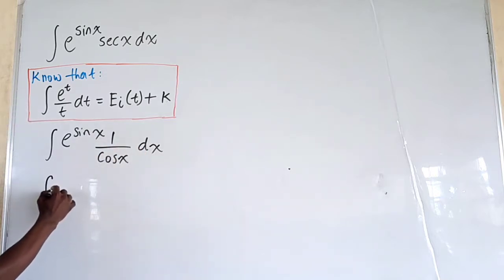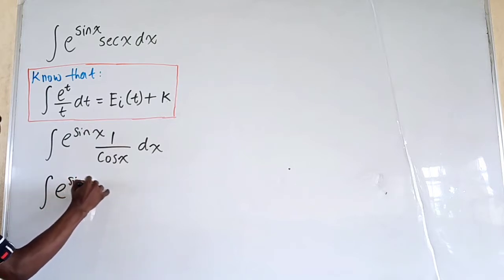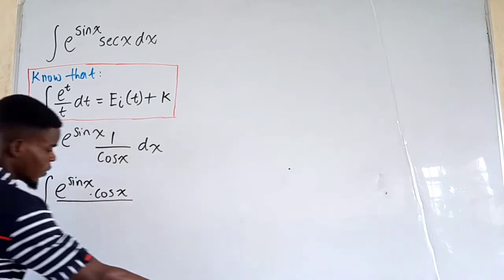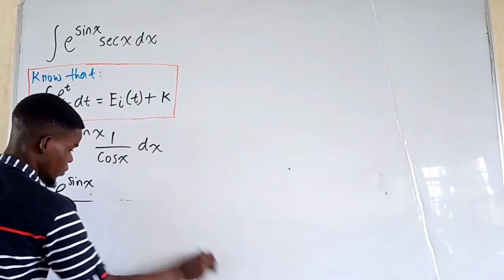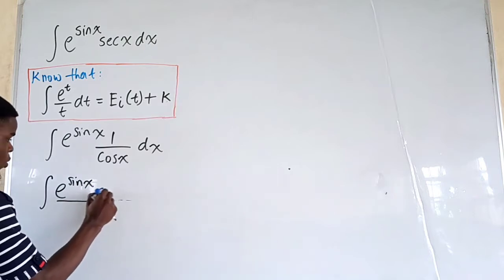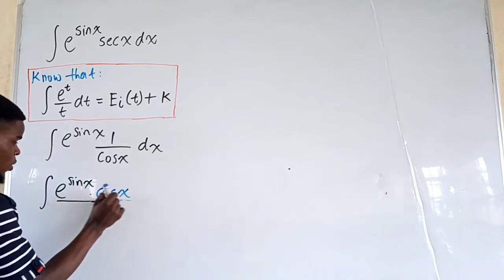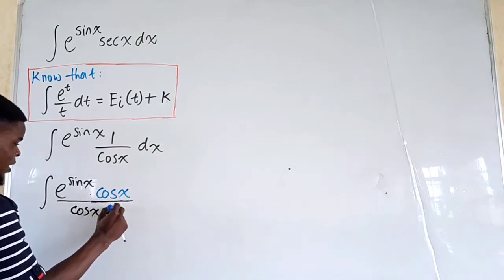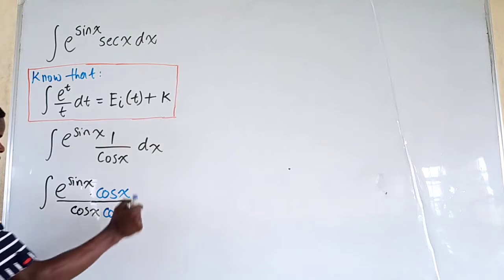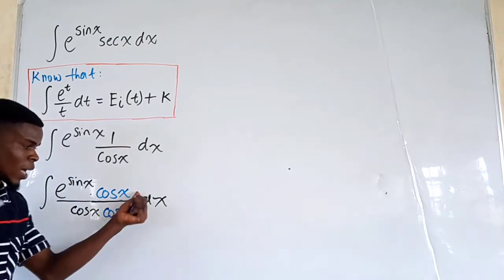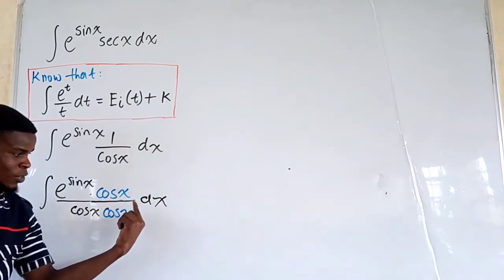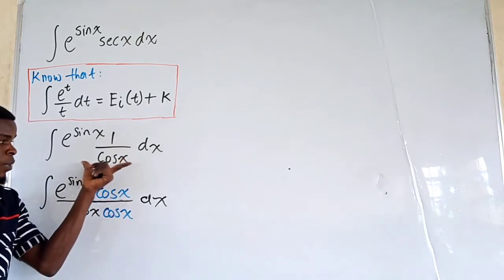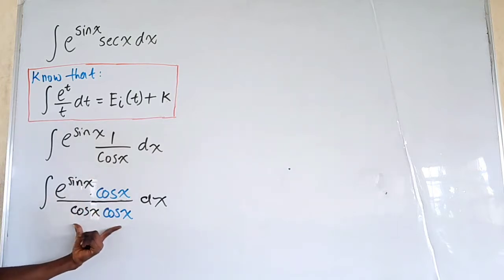Now this is what we will get. We will have e to the power of sine of x times cosine of x divided by, let me just clean this and put it down. This is the one I'm just multiplying right now. It is cosine of x, divided by the original cosine, which is also cosine of x. The reason is I'm multiplying top and bottom by cosine of x, so I have actually not changed it, because this and this I can just cancel out, and we would be left with what we had initially.